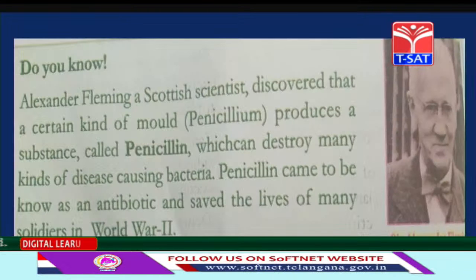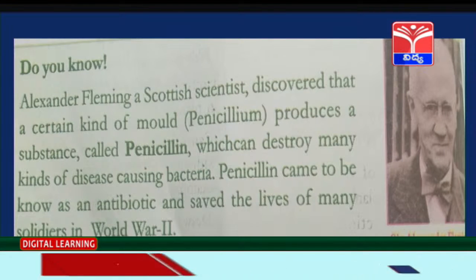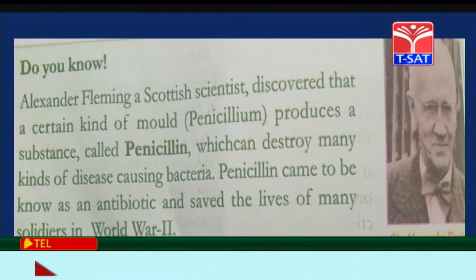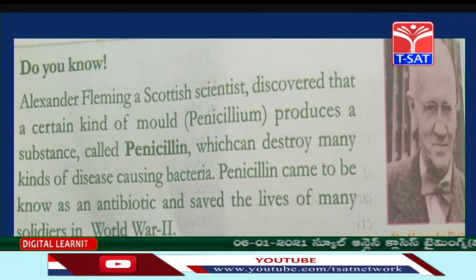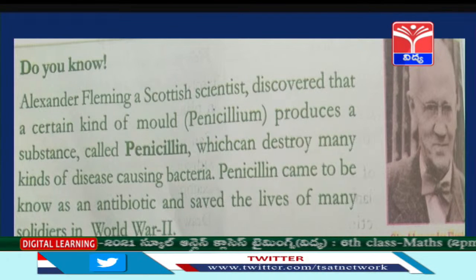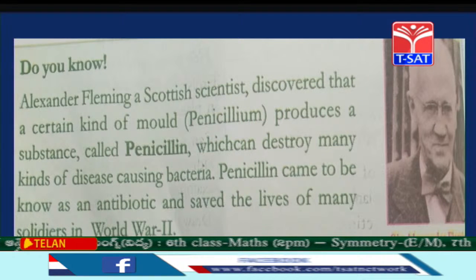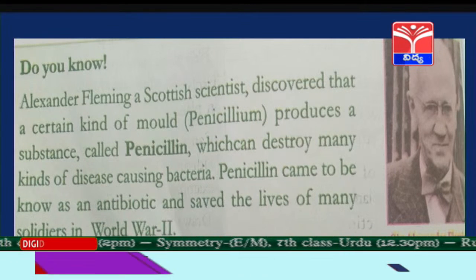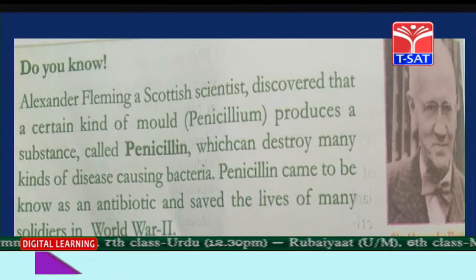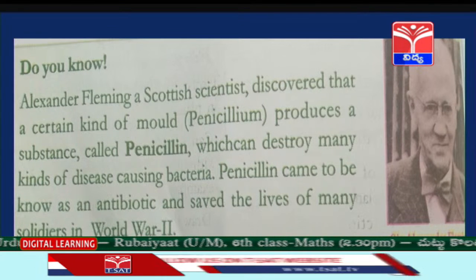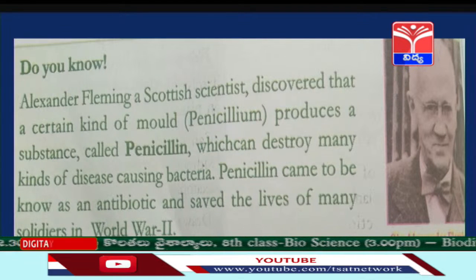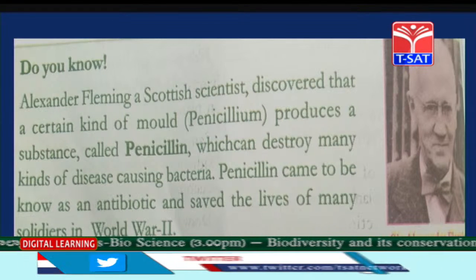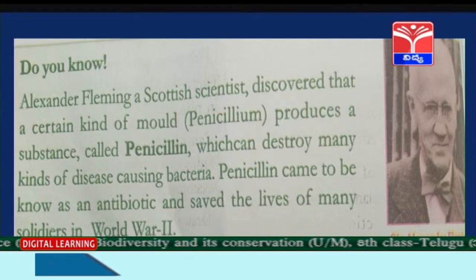And see here, children, who is this? Alexander Fleming. He is a Scottish scientist who discovered a mold called penicillium, from which he developed an antibiotic called penicillin, which can destroy many kinds of disease-causing bacteria. Penicillin came to be known as an antibiotic and saved the lives of many soldiers in World War II. So, he is the famous scientist. Due to him, many people were cured of different types of diseases and got a rebirth. Is it clear, children? For this, he has also been awarded the Nobel Prize.